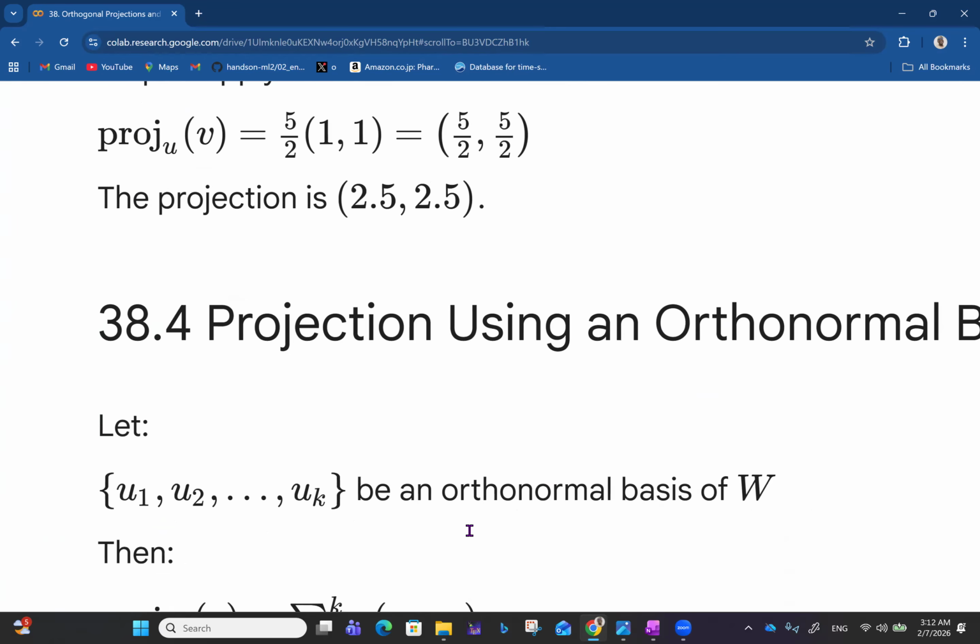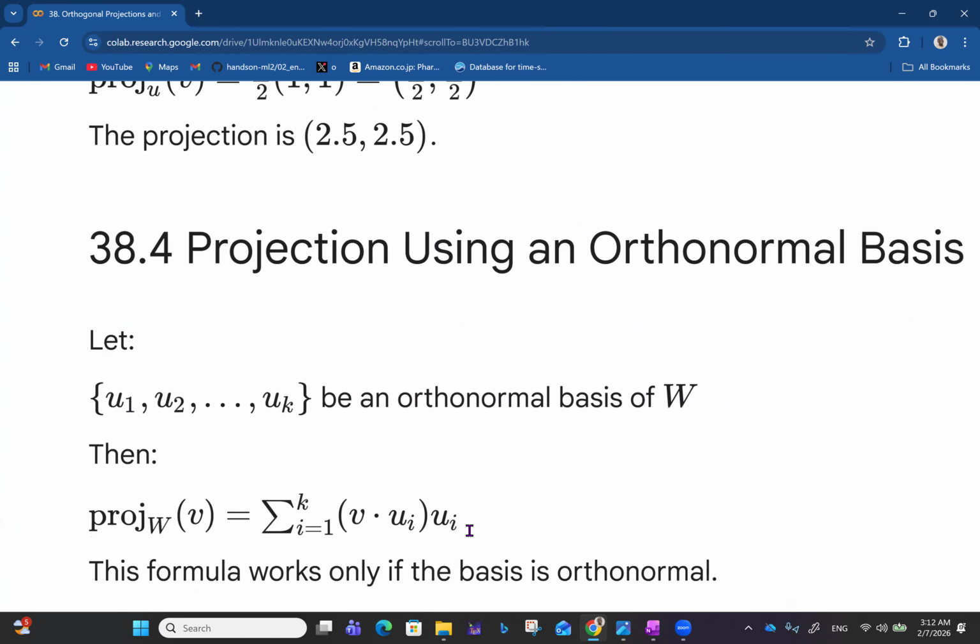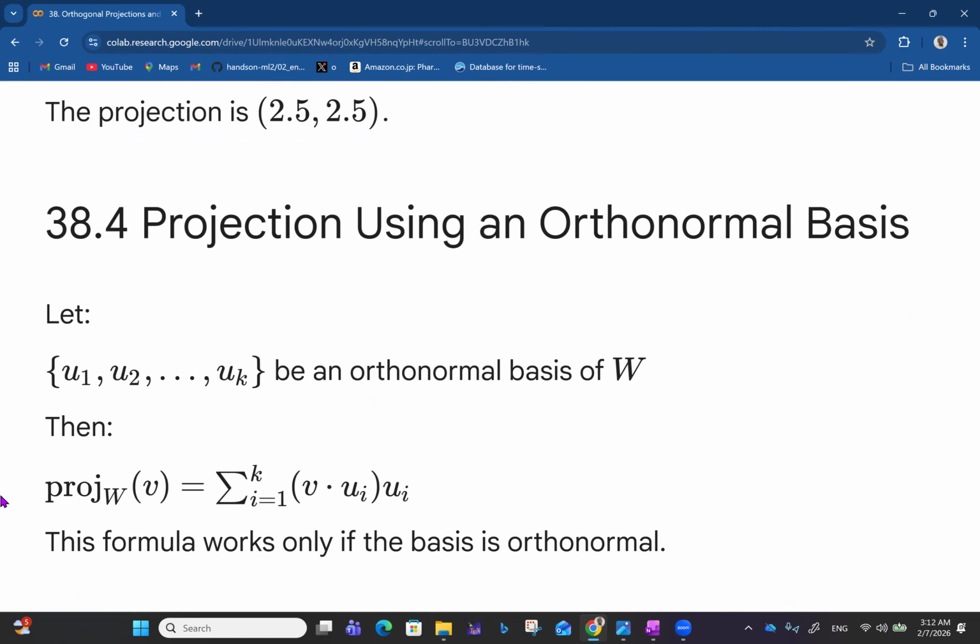Then we move on to projection using an orthonormal basis. Let the set u1, u2 up to uk be an orthonormal basis of W, that subspace we saw the other time. Then the projection of v onto the subspace is equal to the summation from i equals 1 to k of v dot ui, multiplied by ui. So for all these k vectors, you have v dot u1 times u1, plus v dot u2 multiplied by u2, plus v dot u3 multiplied by u3, and so on and so forth.